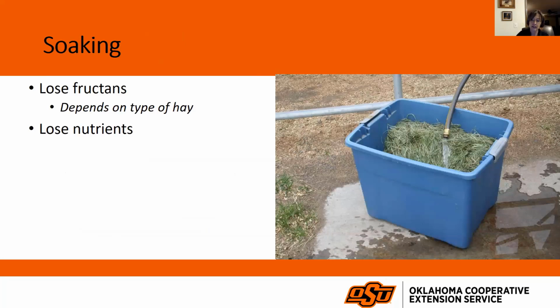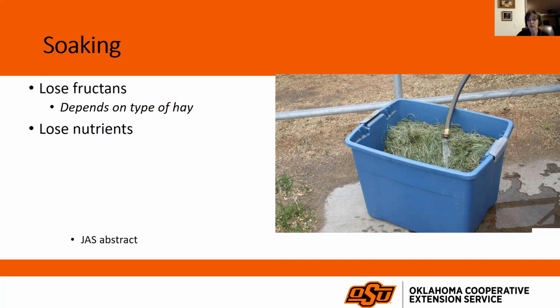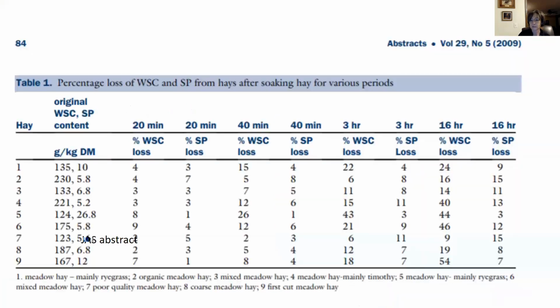So when we soak hay, the effectiveness of this practice at pulling the fructans out of the hay actually depends on the type of hay. And remember, if you're soaking that hay, you're also going to lose some of the water-soluble nutrients, other types of nutrients, such as proteins, vitamins, minerals, etc. So we may still need to think about the total nutrient concentration of that horse's diet.